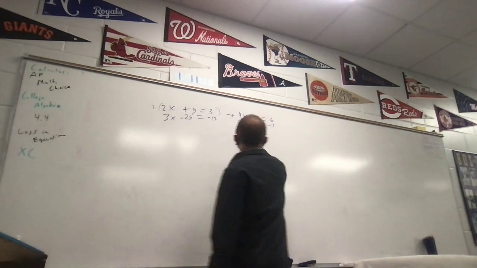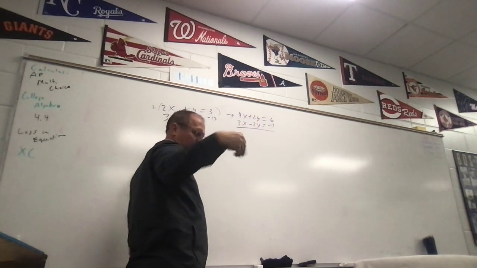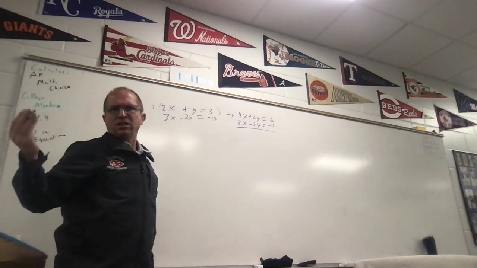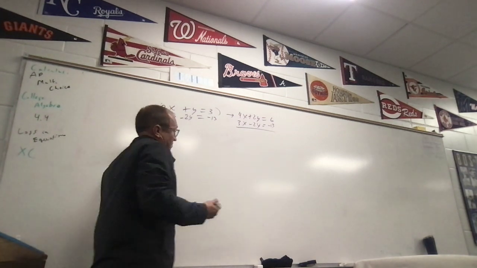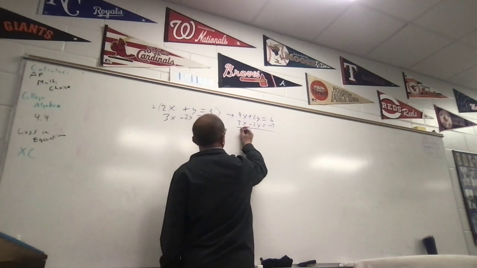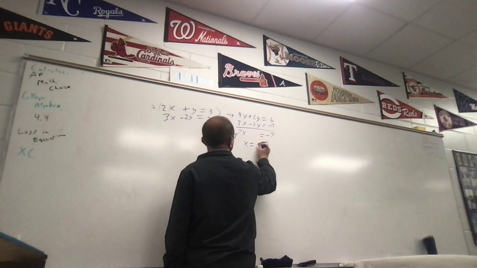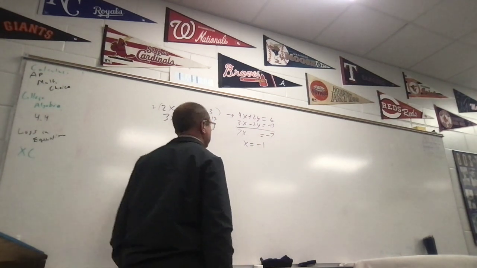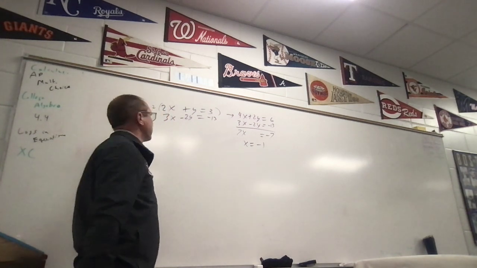Okay, so we've eliminated our y's. We add them together. Your computer program doesn't call this elimination, it calls it addition. You are adding the two equations together, but I think the term elimination is a better term for what's happening here. So we end up with x equals negative 1. Again, we should, because that's what we got the last time.